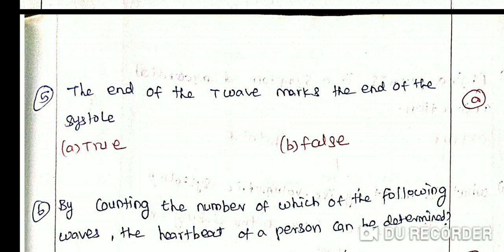The end of the T wave marks the end of the systole. Option A true, option B false. The correct answer is option A, true. The end of the T wave marks the end of the systole. The T wave represents the return of the ventricles from the excited to normal state, which is also known as repolarization of the ventricles.